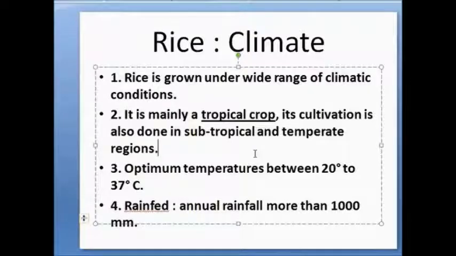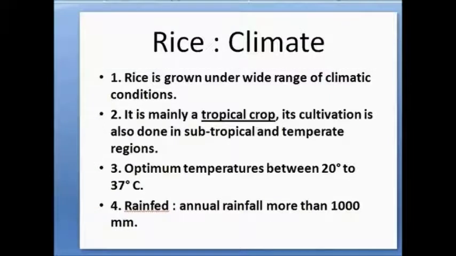It is grown in all rainfall areas, but if the annual rainfall is more than 1000 mm, then cultivation of rice can be done with getting tremendous production. Let us move to another slide.